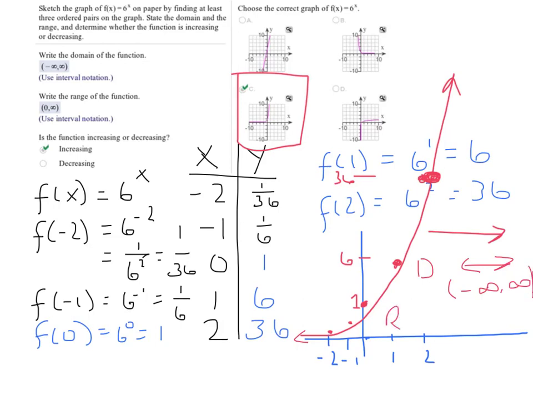And my range would be my y values. These are my vertical values. Well, you can see I never drop below the x-axis here. So I don't even actually touch 0. And then I'm going to go clear up here toward positive infinity as well. So these are the values that come from.